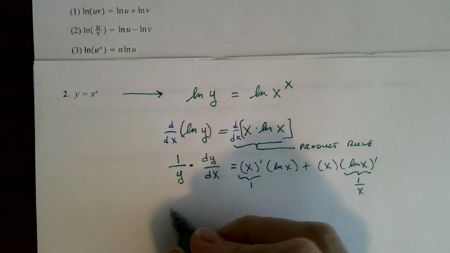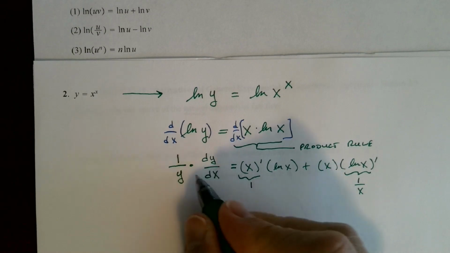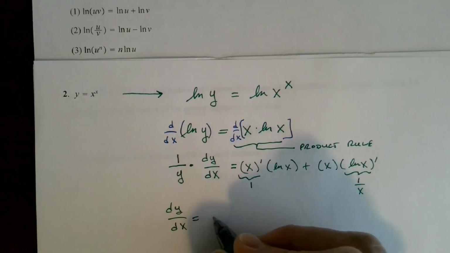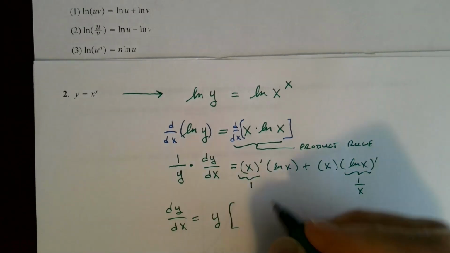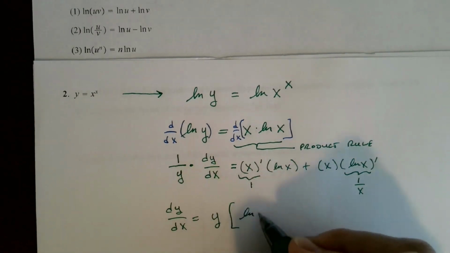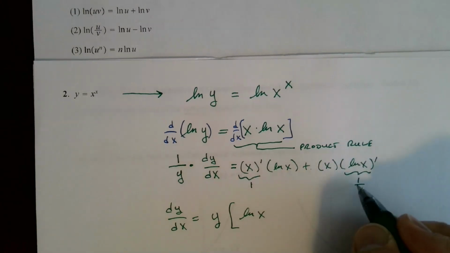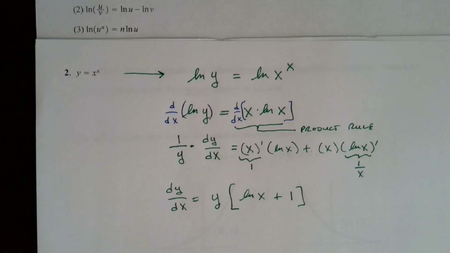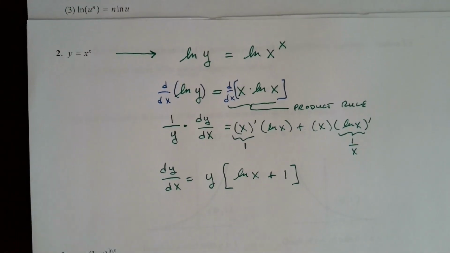Okay. So let's clean this out. Again, I'm going to solve for dy dx. I'm going to multiply by y. So dy dx is y times what? Put all this in parentheses. 1 times natural log of x plus x times 1 over x. X times 1 over x is just 1. Okay, there's my dy dx.